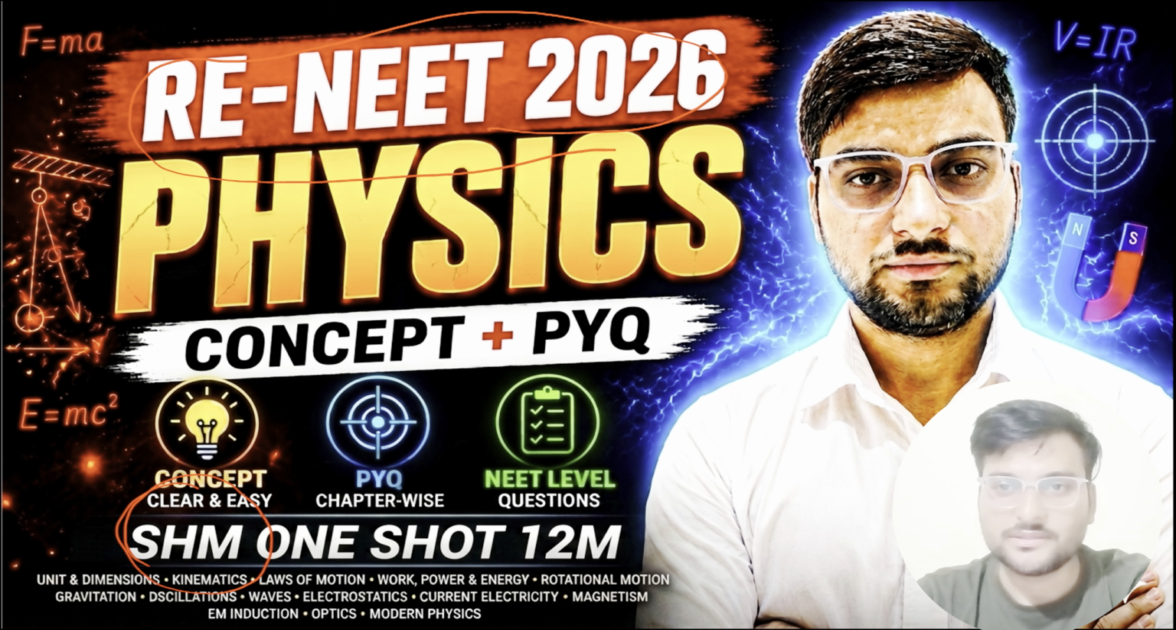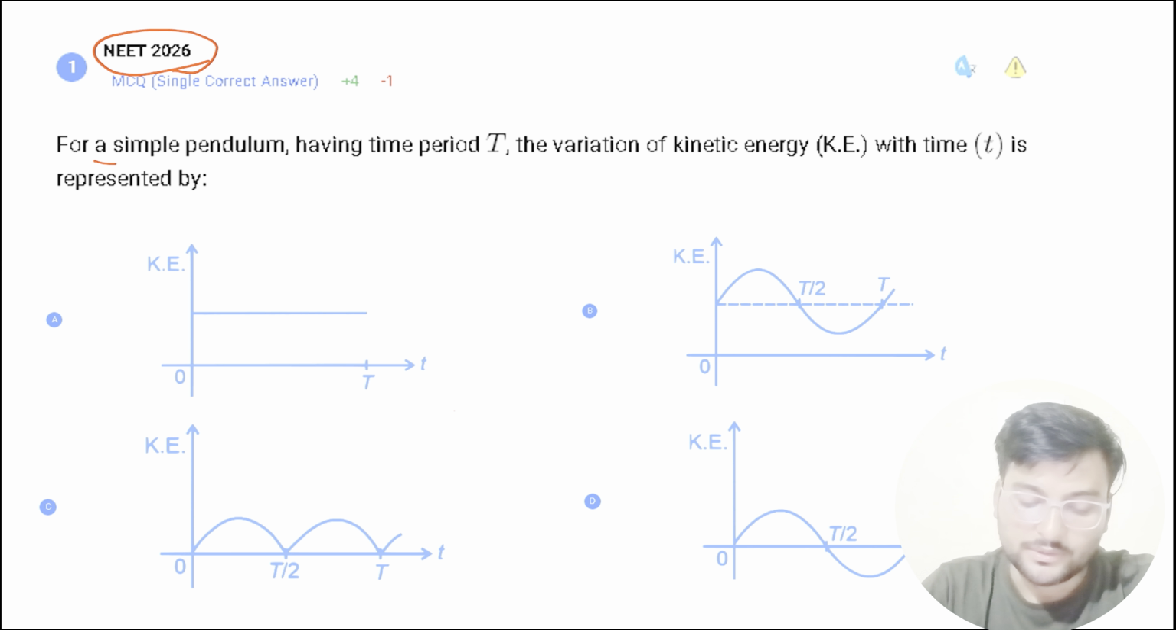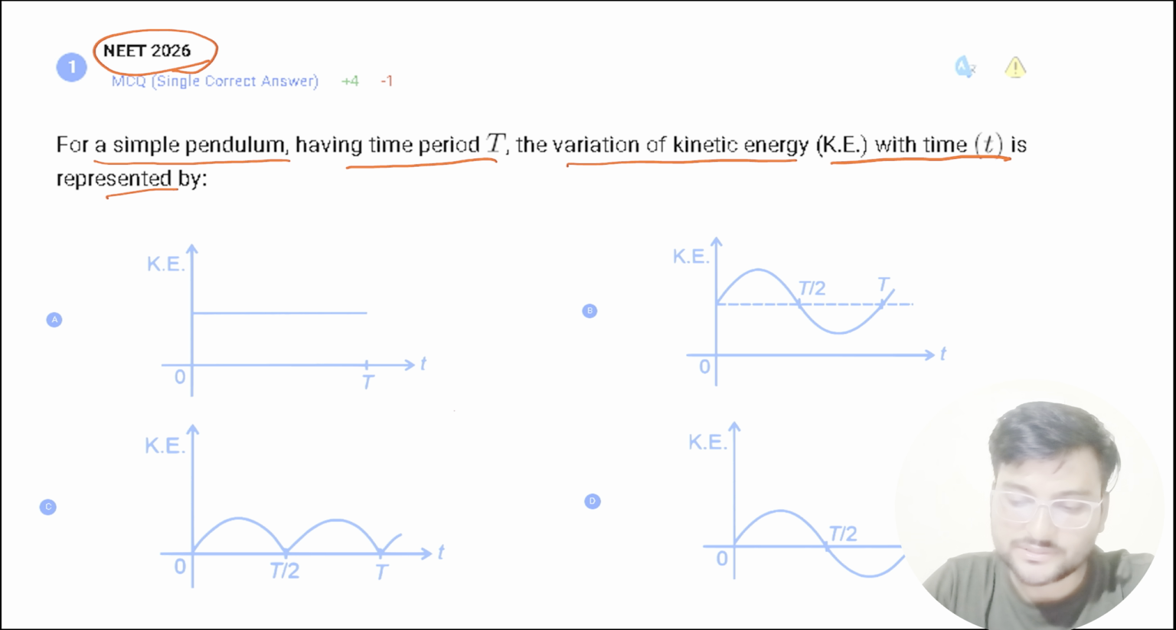Now the next point. We are talking about one question, right? That question was asked in the 2026 NEET examinations, right? See this, the year is also mentioned to you here. For simple harmonic motion, the time period variation and kinetic energy are given to you, then which of the following graphs represents this?